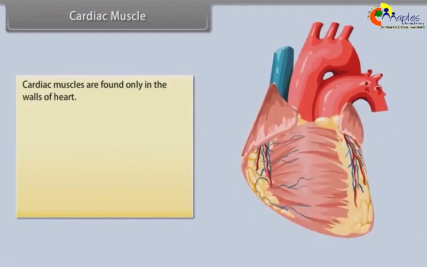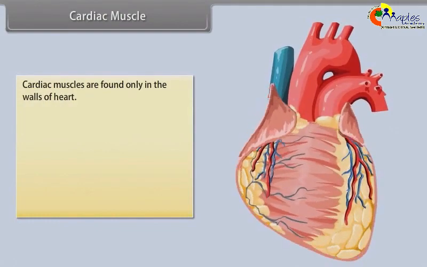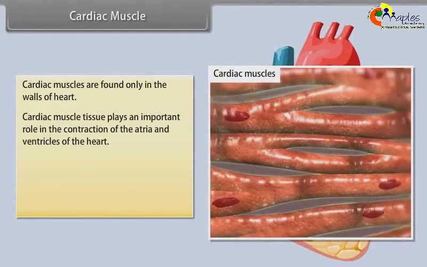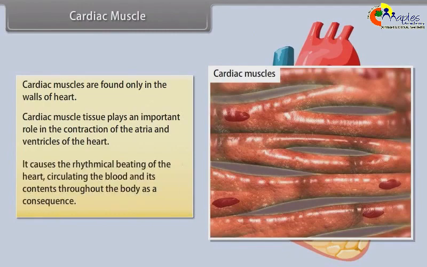Cardiac muscle. Cardiac muscles are found only in the walls of the heart. Cardiac muscle tissue plays an important role in the contraction of the atria and ventricles of the heart. It causes the rhythmical beating of the heart, circulating the blood and its contents throughout the body as a consequence.